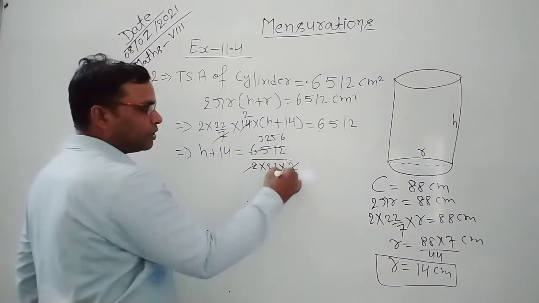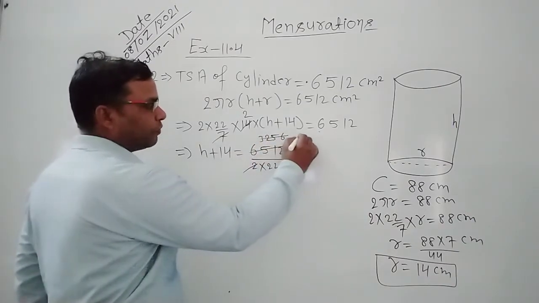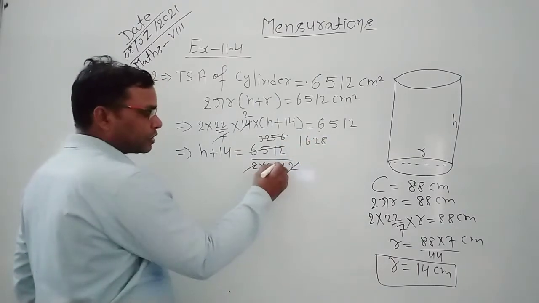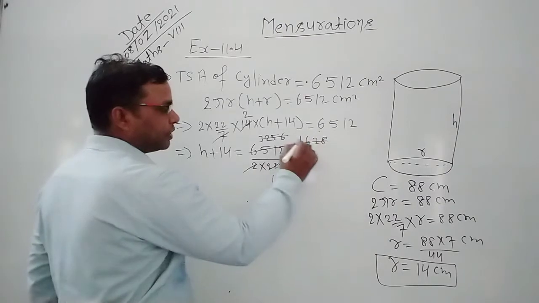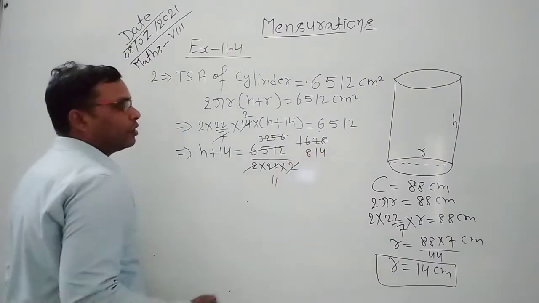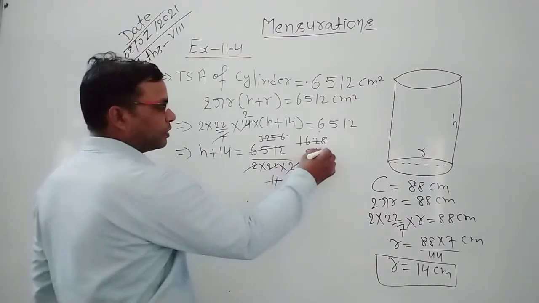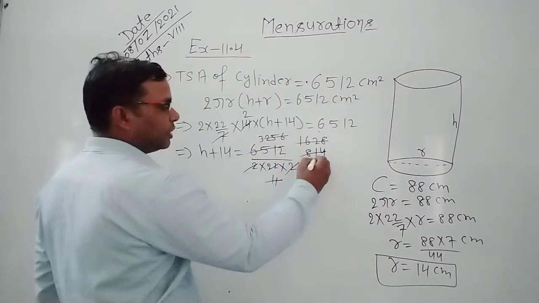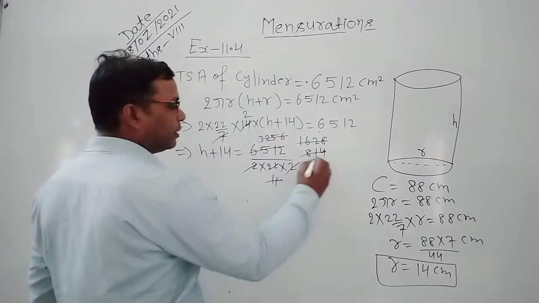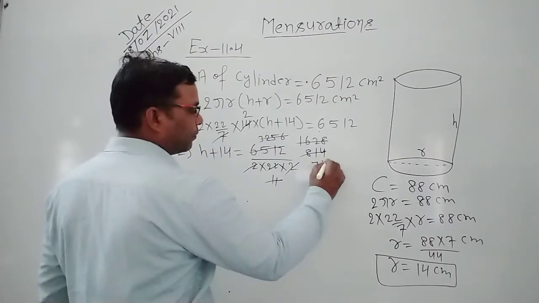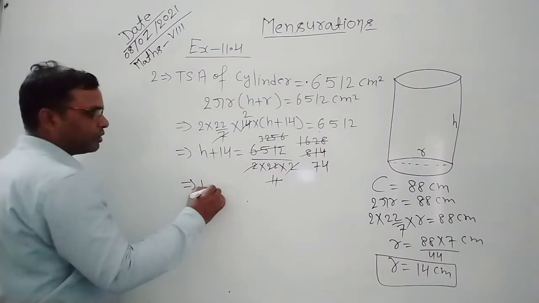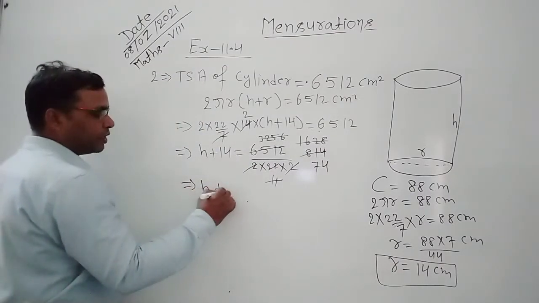Again you can cancel it by 2, then you get here 16/28. Again you can cancel it by 2, then you get here 8/14. Again we can cancel it by 11, then we get here 7 and 4. Okay, so student, you can see here we find the value of h plus 14.